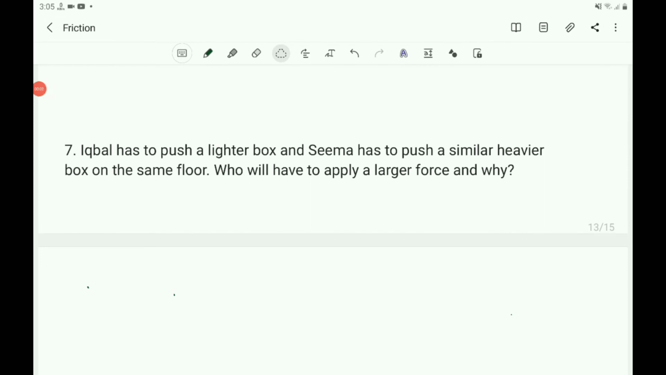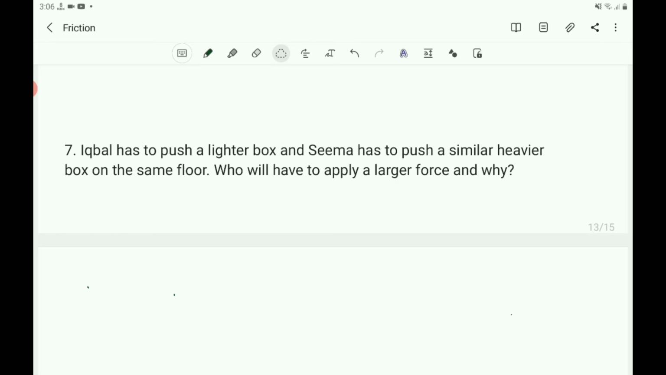Now the seventh question. Iqbal has to push a lighter box and Seema has to push a similar heavier box on the same floor. Who will have to apply a larger force and why? Here the answer is clear. Seema will have to apply a larger force. Why? You know that as the weight and mass increases, the pressing on the surface also increases. As the pressing increases, the friction increases. So Seema will have to apply larger force to move the heavier box.